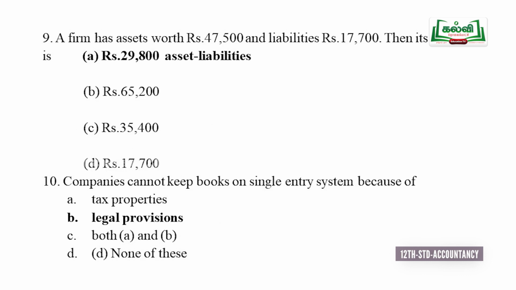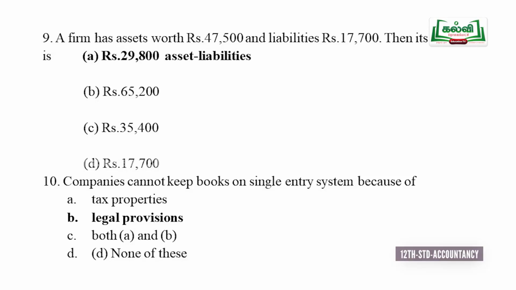Next, a firm has assets worth 47,500 and the liability is rupees 17,700, then capital is? We have to use the formula assets is equal to capital plus liabilities. So, assets minus liabilities: total value of assets 47,500 minus liabilities 17,700. So, the answer is A, 29,800.